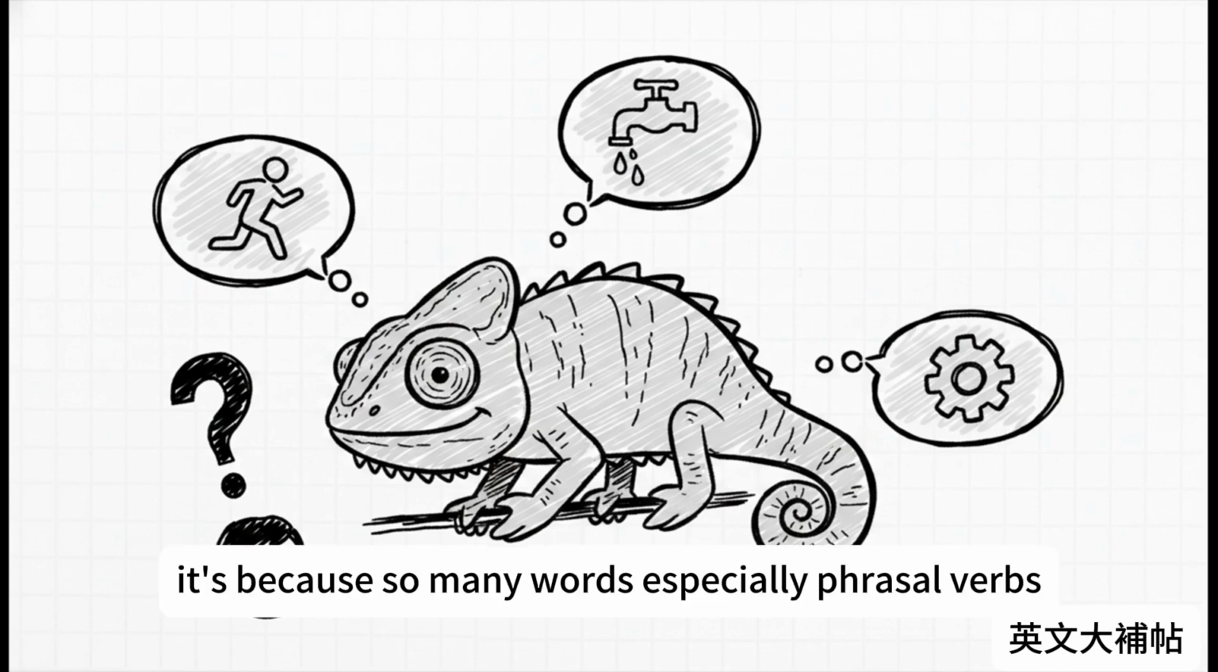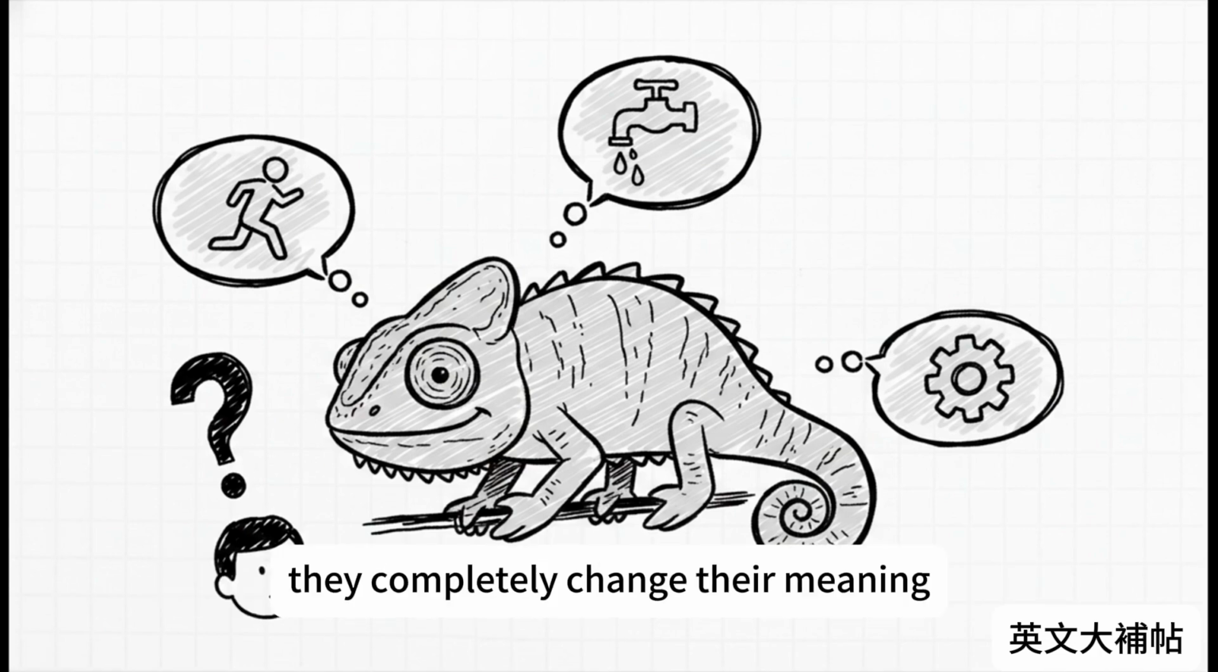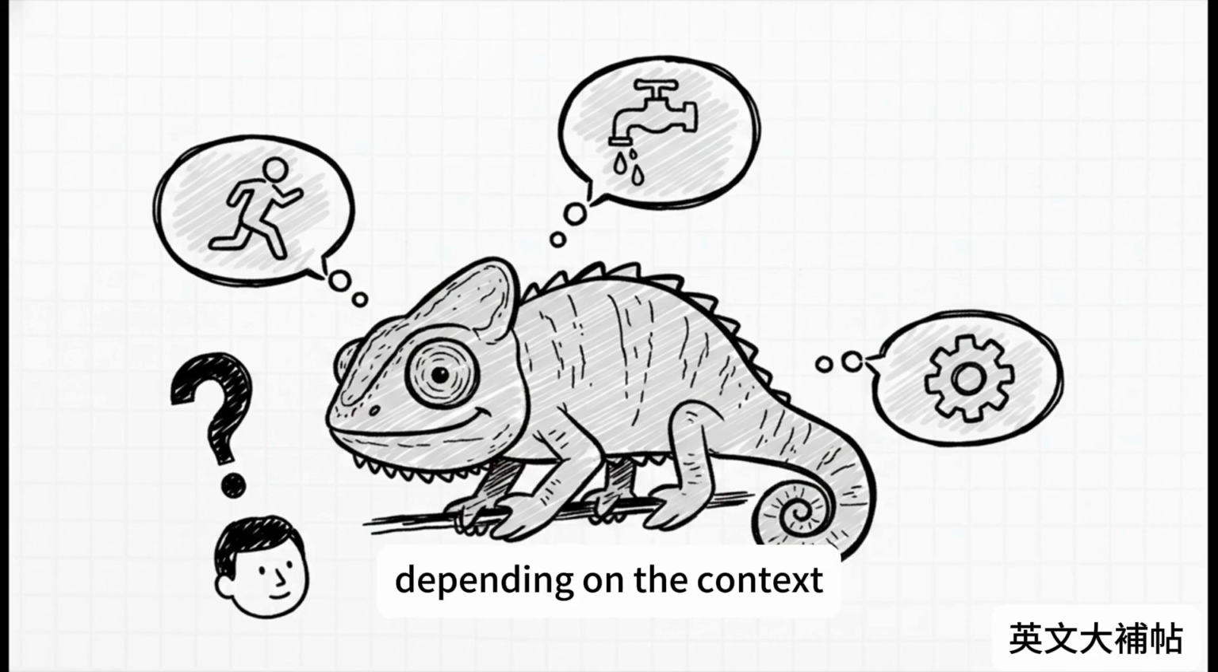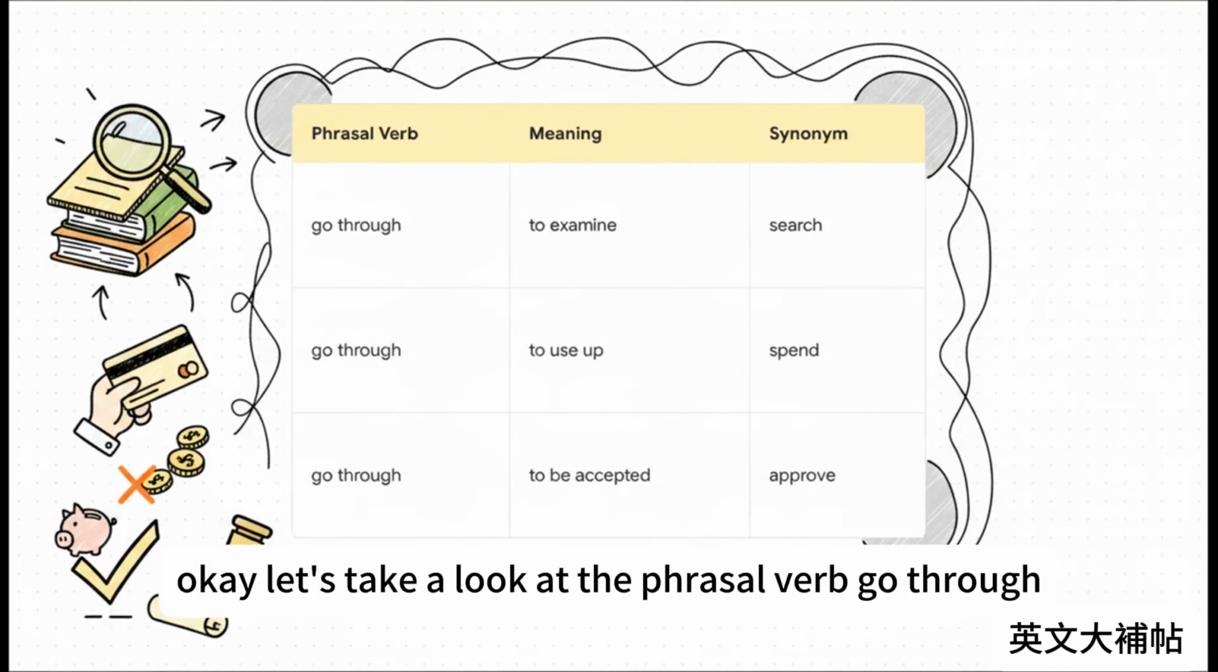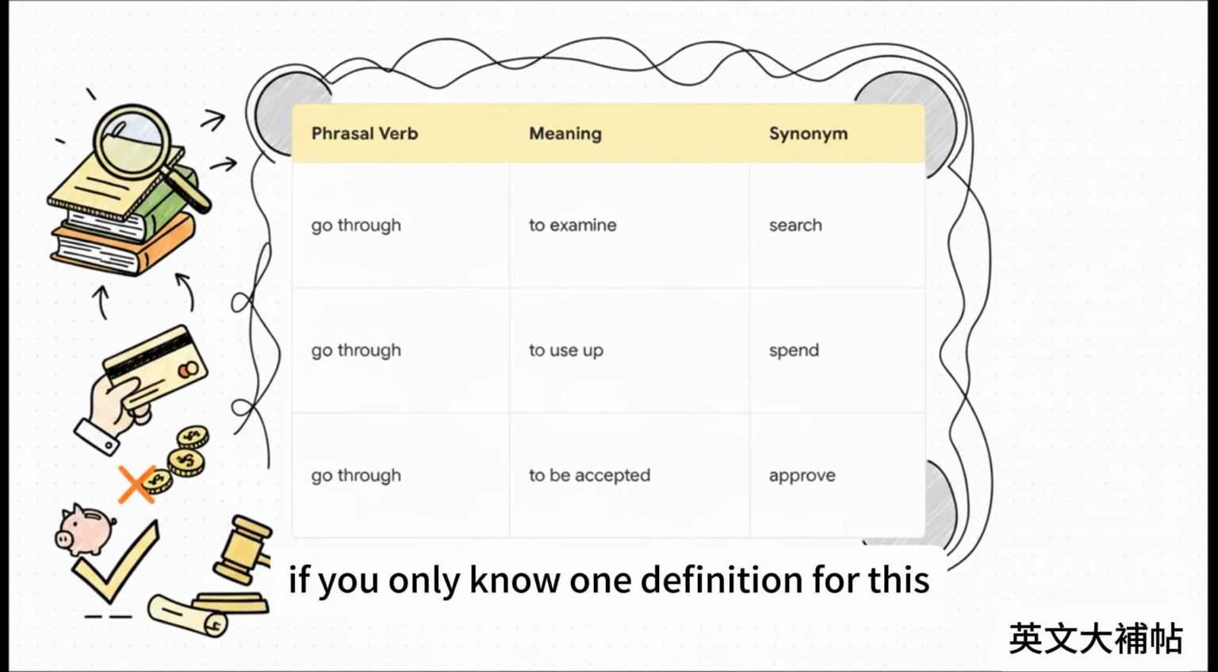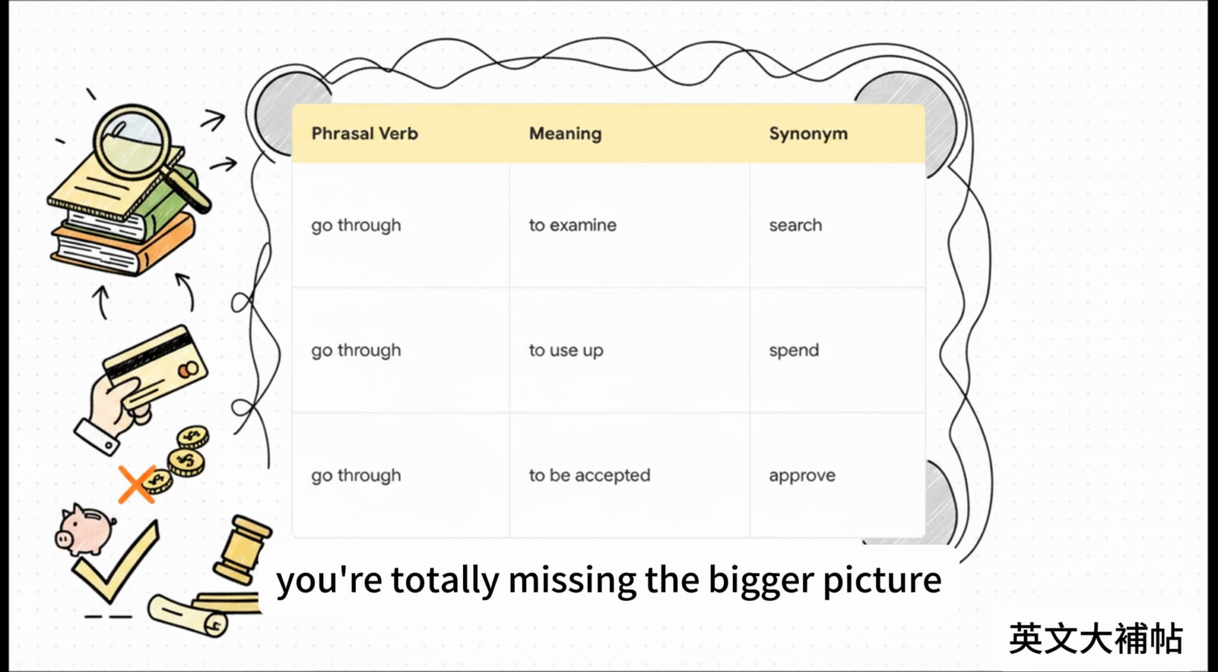Well, it's because so many words, especially phrasal verbs, are like little chameleons. They completely change their meaning depending on the context. Okay, let's take a look at the phrasal verb go through. If you only know one definition for this, you're totally missing the bigger picture.